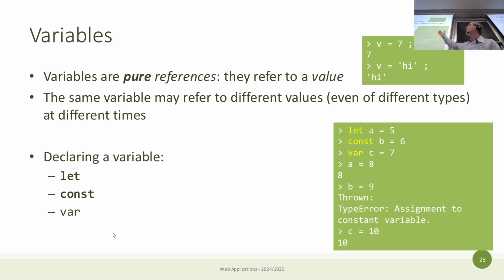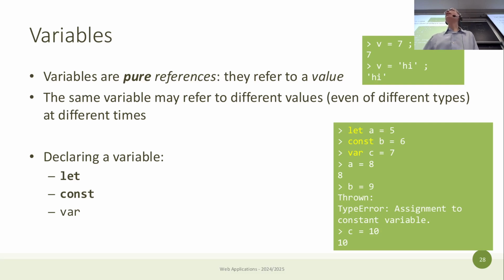Okay, variables are basically references. So it means that they contain the value in case the value is a simple type like a number or a Boolean.